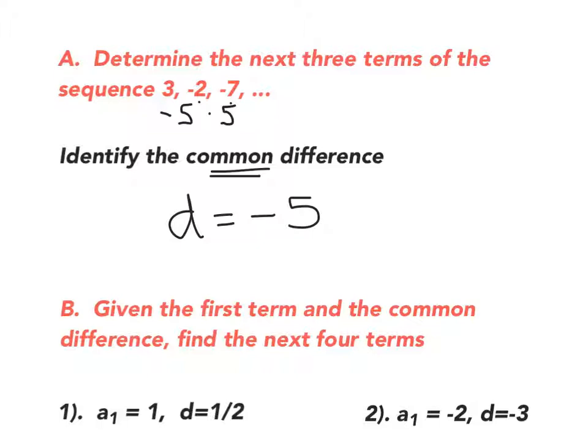So part A did say find the next three terms. So again, I'm just going to add a -5, or really subtract 5. And -7 minus 5 is -12. -12 minus 5 is -17. And -17 minus 5 is -22.